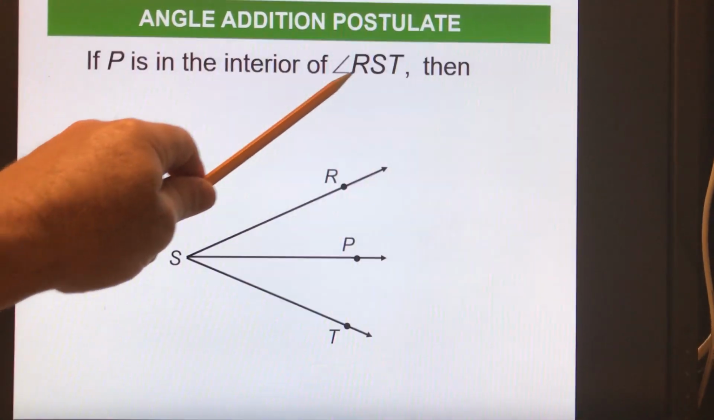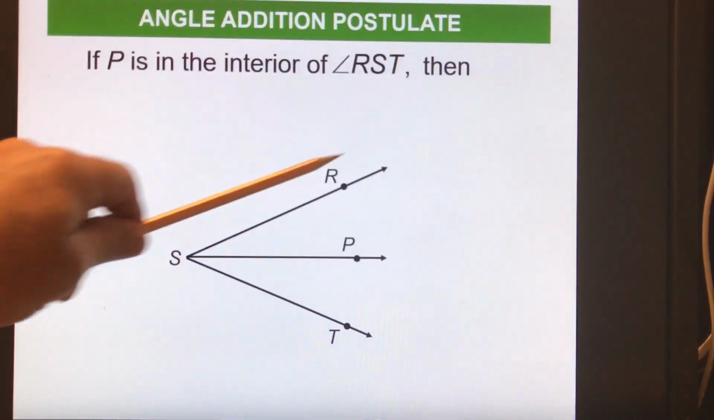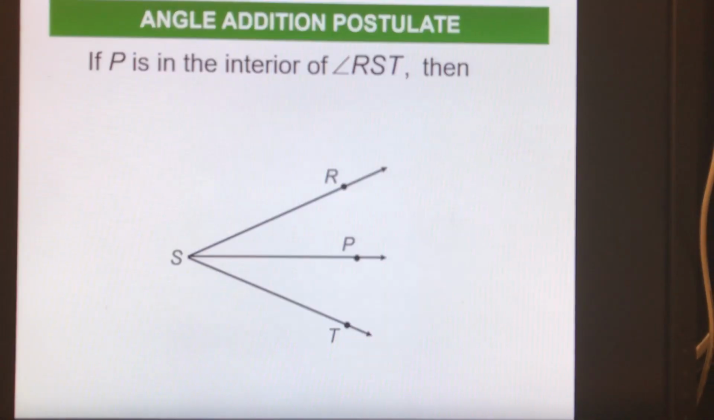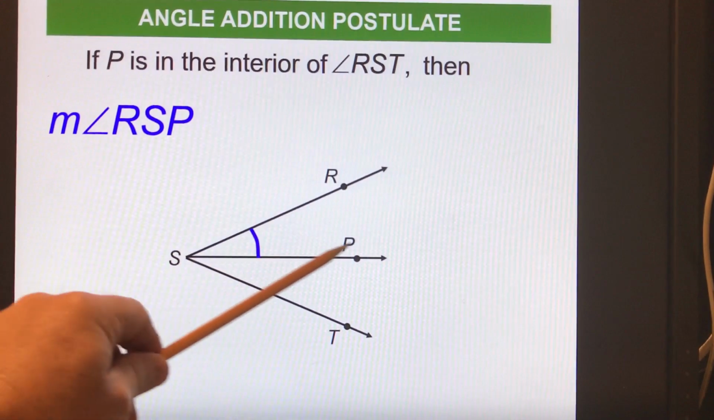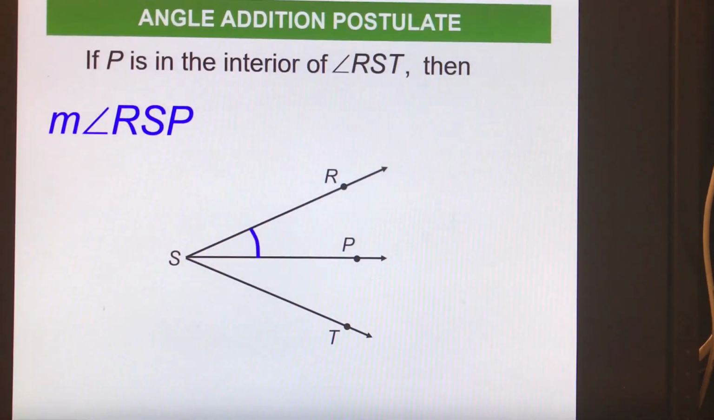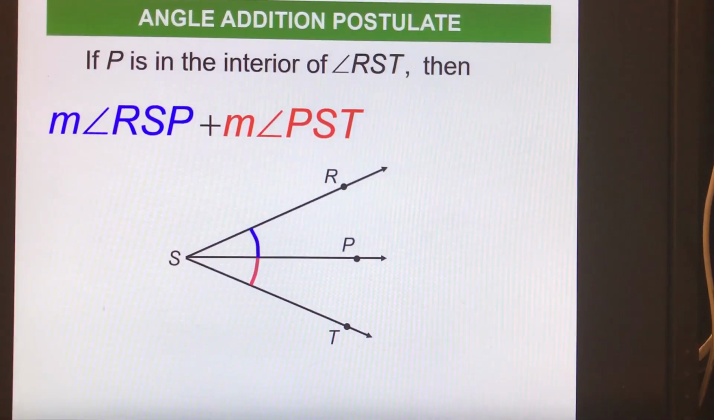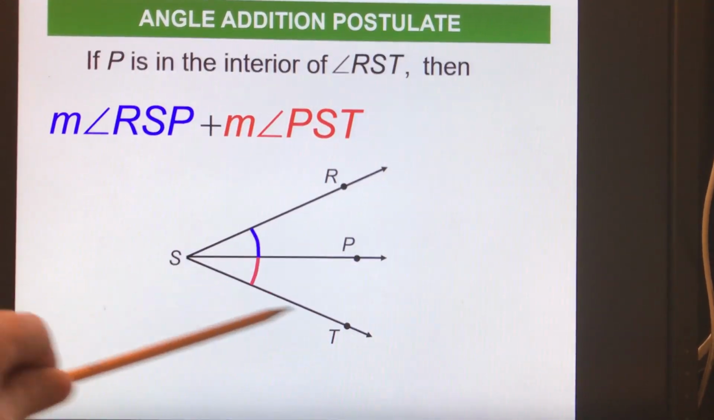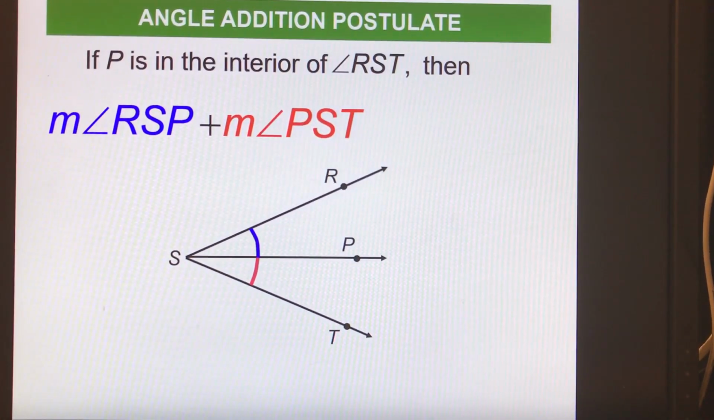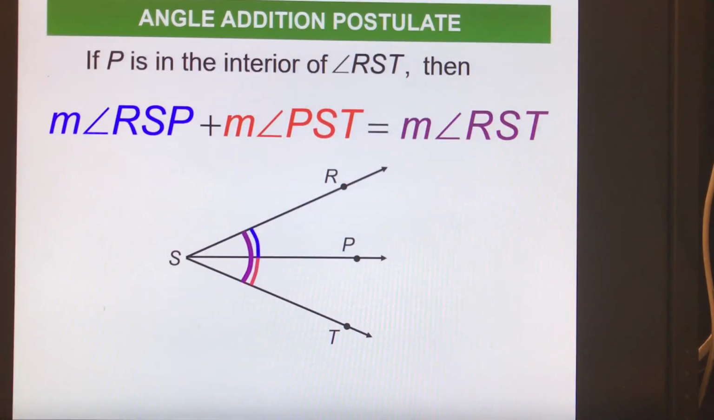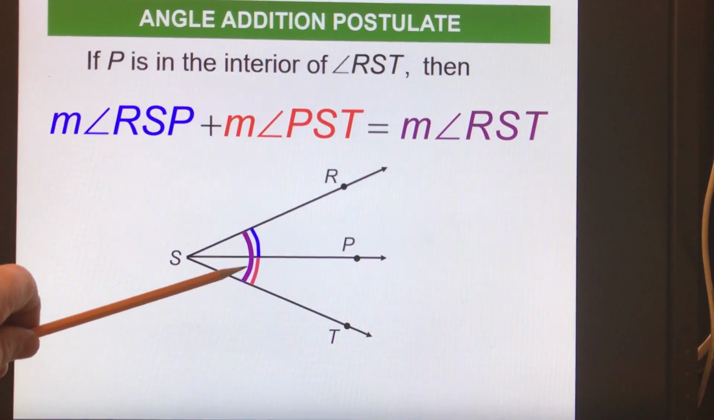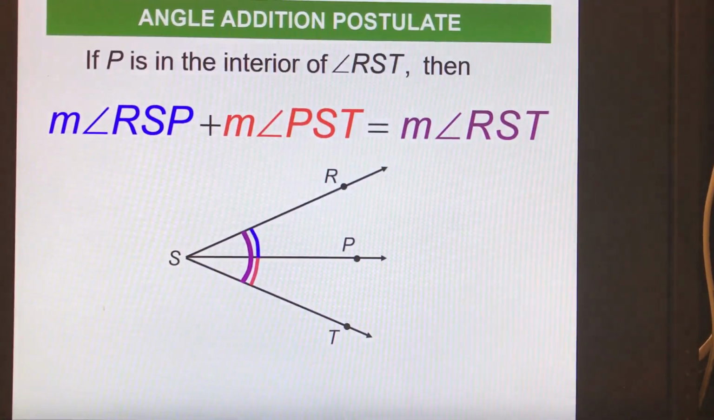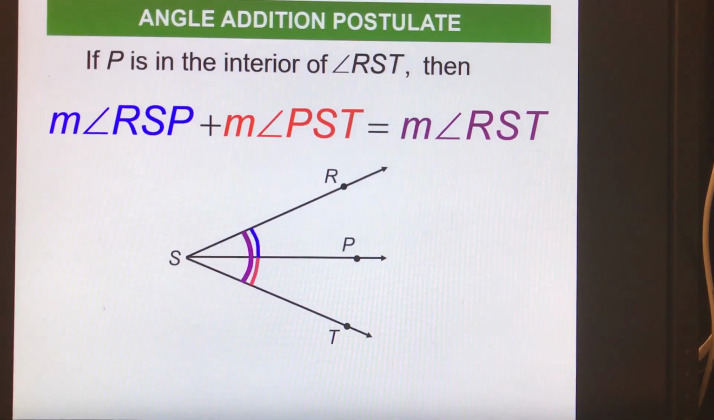P is in the interior of angle RST. Okay. Then we can say that the measurement of angle RSP, this angle, plus PST must equal the big angle, okay, which is RST, all this in purple, okay? Okay, so that's leading up to angle addition.